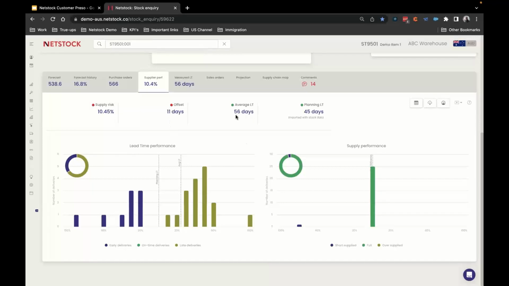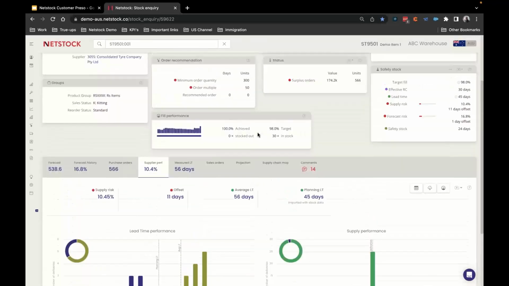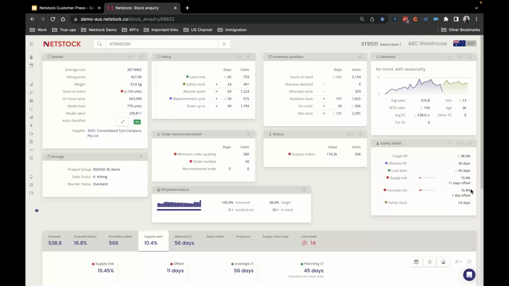The risk over there is 10%. We have an offset of 11 days because the average lead time that we've calculated through those purchase orders of 56 days, and the planned lead time that you have in the ERP is 45 days. So there's an 11-day risk over there. We're adding 11 days in. We're basically stretching the lead time as those lead times stretch, and we can also reduce the lead time if the lead time speeds up again from there. So we dynamically change the risk calculations or the safety stock to overcome the risk in the supply as well as in the forecast.